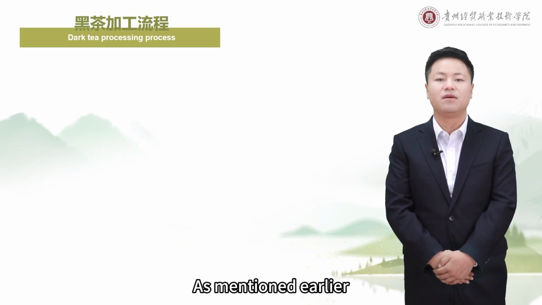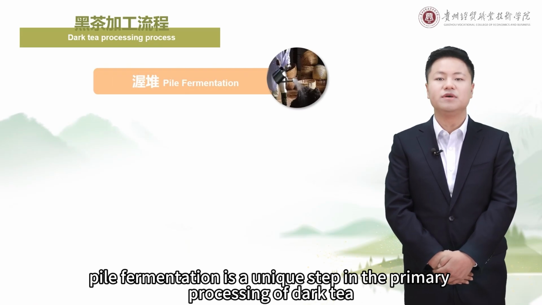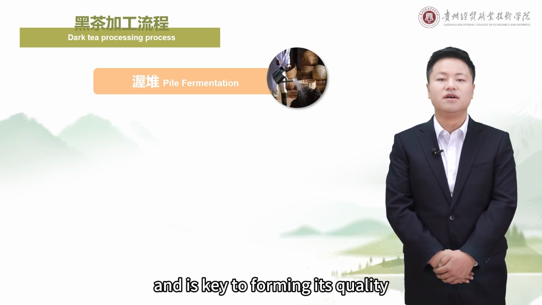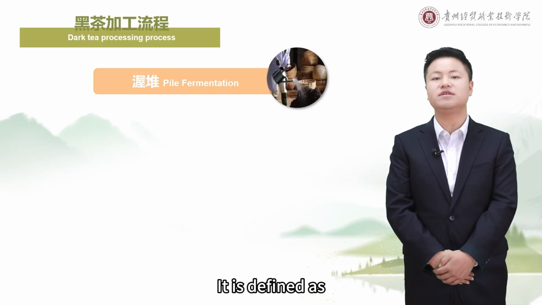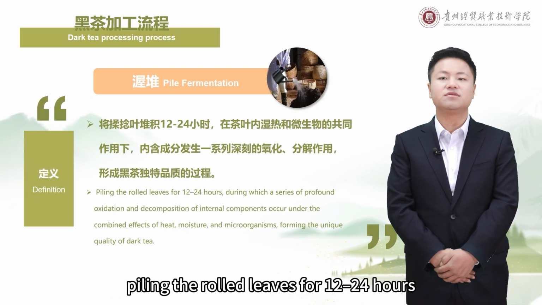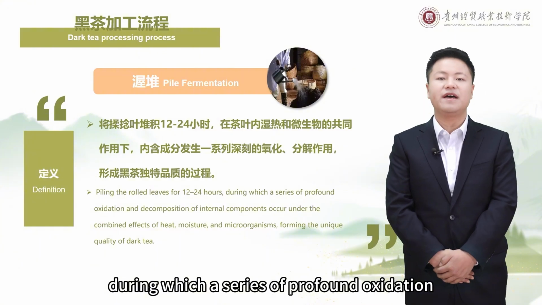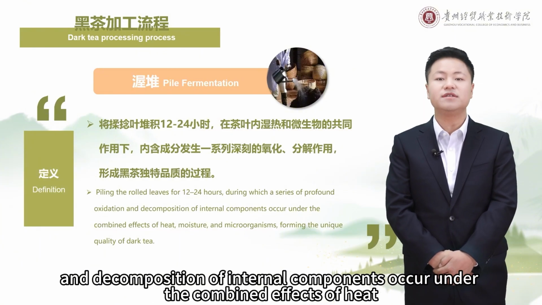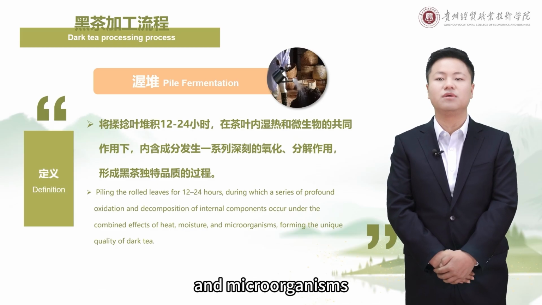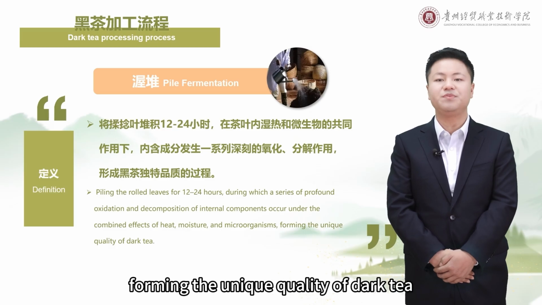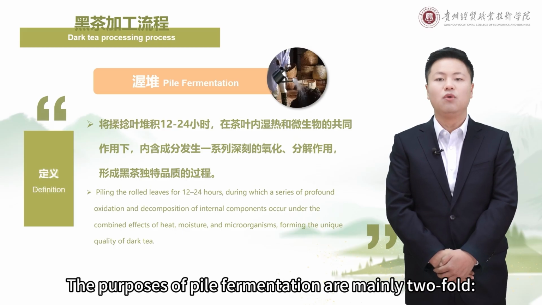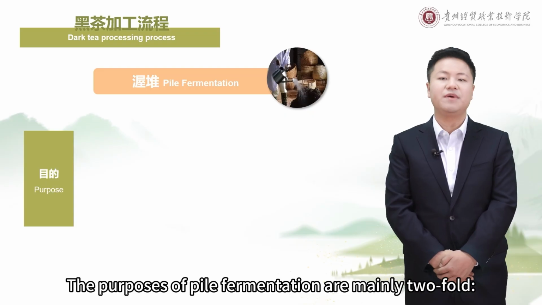Pile fermentation. As mentioned earlier, pile fermentation is a unique step in the primary processing of dark tea and is key to forming its quality. It is defined as piling the rolled leaves for 12 to 24 hours, during which a series of profound oxidation and decomposition of internal components occur under the combined effects of heat, moisture, and microorganisms, forming the unique quality of dark tea. Purposes of pile fermentation are mainly twofold.